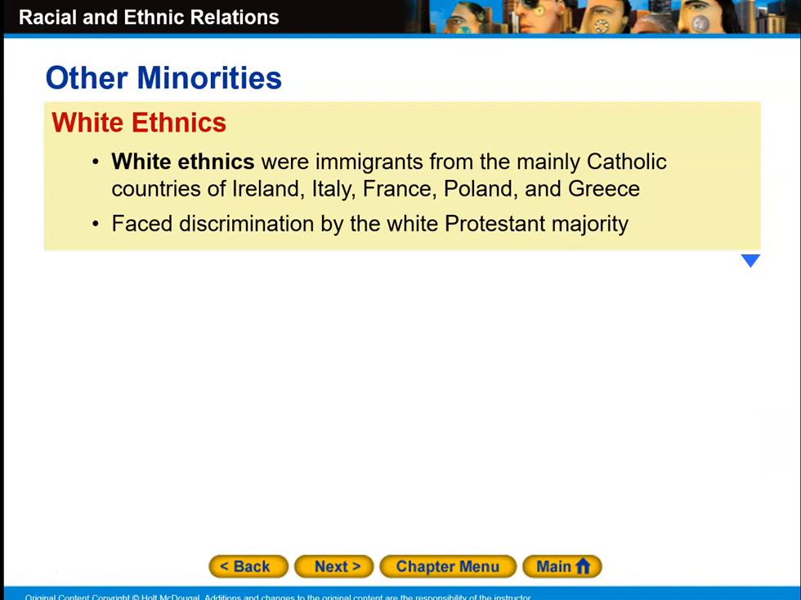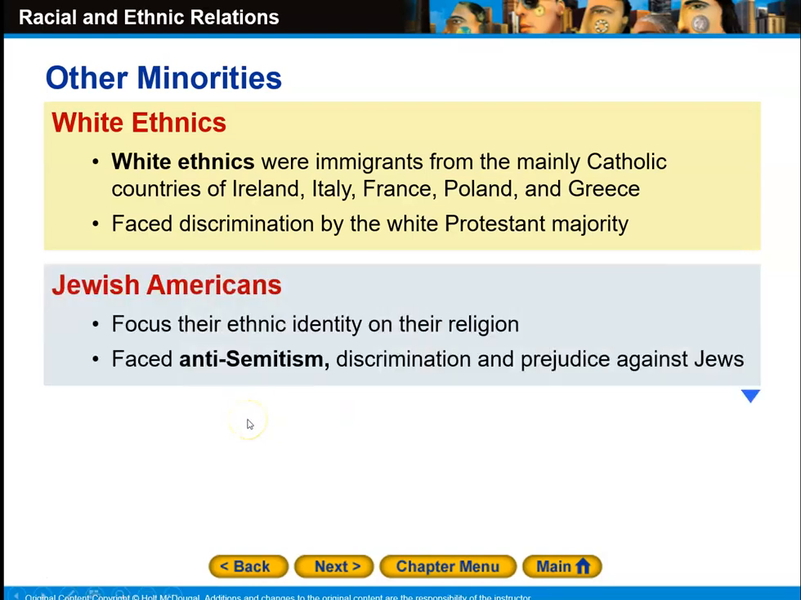Other minorities. There are white ethnic groups within the United States that are considered minorities. They are mainly from Catholic countries such as Ireland, Italy, France, Poland, and Greece. They all face discrimination by the white Protestants, which were the dominant people who founded the early colonies of the United States. Jewish Americans are another minority group within the United States.